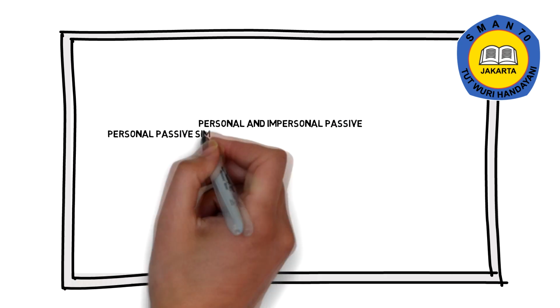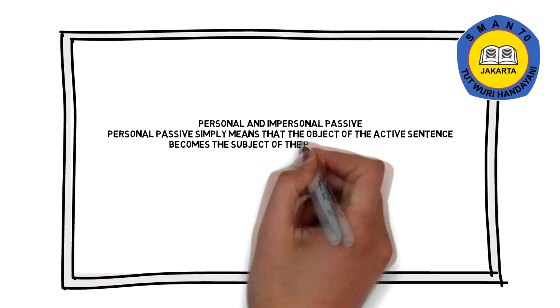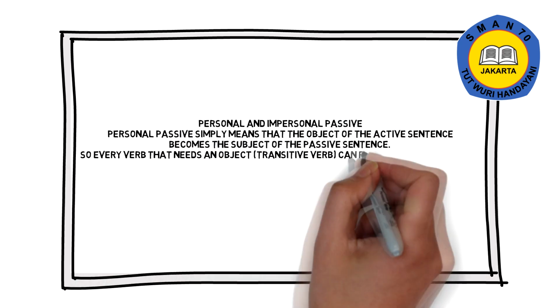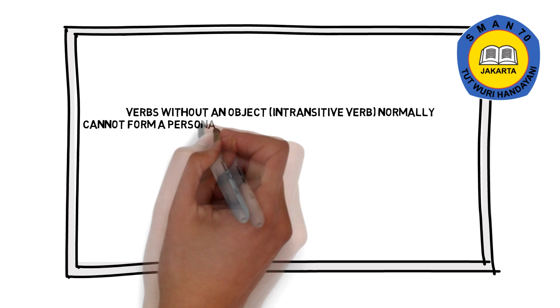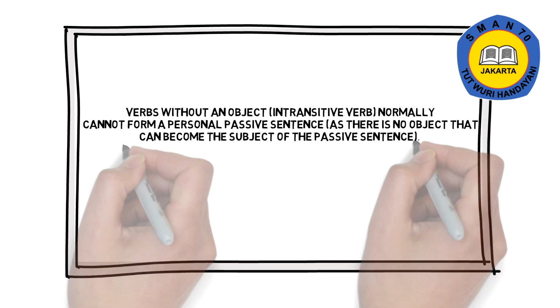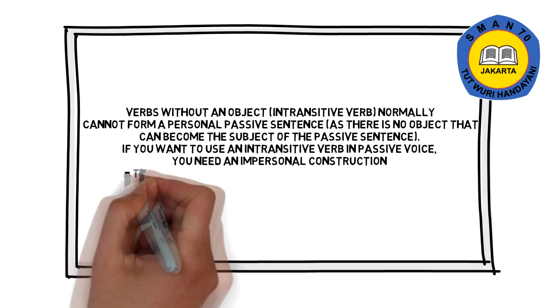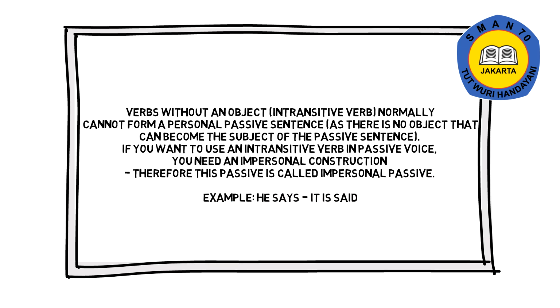Now, we are in personal and impersonal passive. Personal passive simply means that the object of the active sentence becomes the subject of the passive sentence. Example, they build houses and they turn to houses are built. Verbs with an object normally cannot form a personal passive sentence. If you want to use an intransitive verb in a passive voice, you need an impersonal construction. Therefore, the second one is called impersonal passive. Example, he says, it is said.